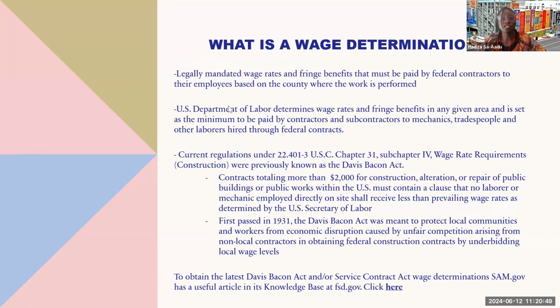What is a wage determination? On the homepage of SAM.gov, you will also see a term called wage determination. There's a lot of information that SAM.gov does provide about what this means. But broadly speaking, a wage determination is a legally mandated wage rate or fringe benefit that must be paid by federal contractors to their employees based on the county where the work is performed.